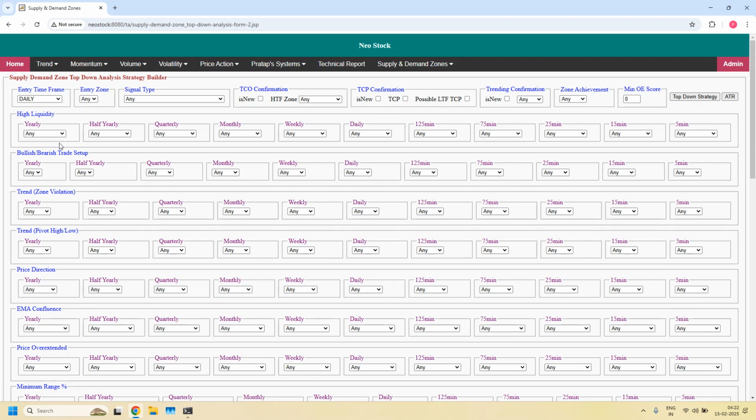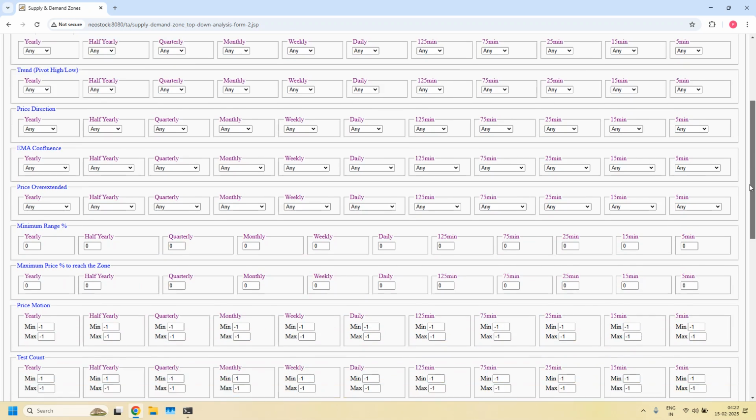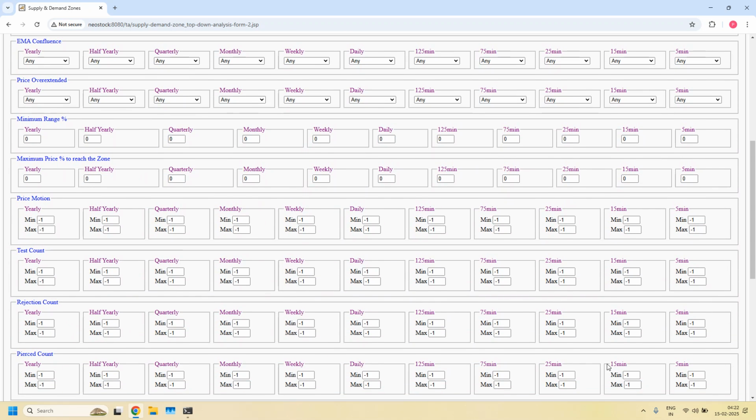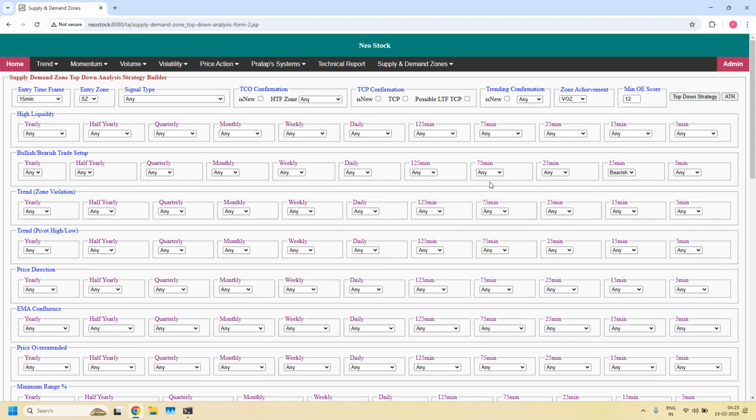Next, bearish trade setup for daily income trade. Entry time frame 15 minutes. Entries on supply zone. In bullish or bearish trade setup at 15 minutes, I am selecting bearish. Zone achievement VOZ. Minimum order enhancer score 12. And pierced count at 15 minutes time frame, I am setting minimum value 0, maximum value 0. All three filters are applied to 15 minutes supply zone.